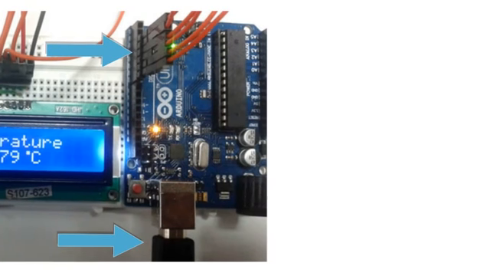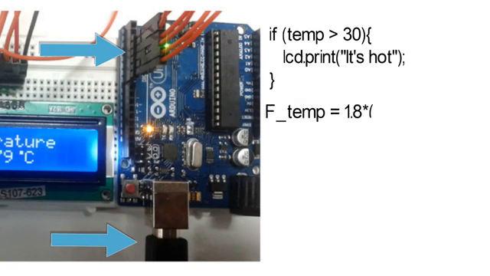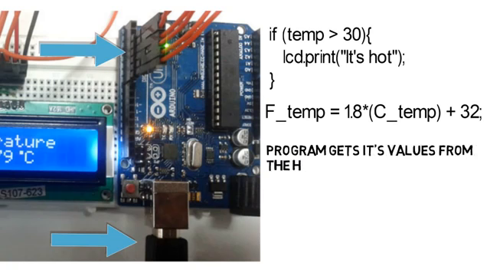So maybe your program says if temp is greater than 30, assuming this is Celsius, then print it's hot to the screen. Or maybe you need to do a conversion, so you might have a variable Fahrenheit temp equals the conversion equation from Celsius to Fahrenheit. And you can call those variables whatever you want. These aren't exactly how it's done, of course, but that's the idea. The program or software gets its values from the hardware, like the temperature sensor, and then your program does the math and outputs whatever is needed.